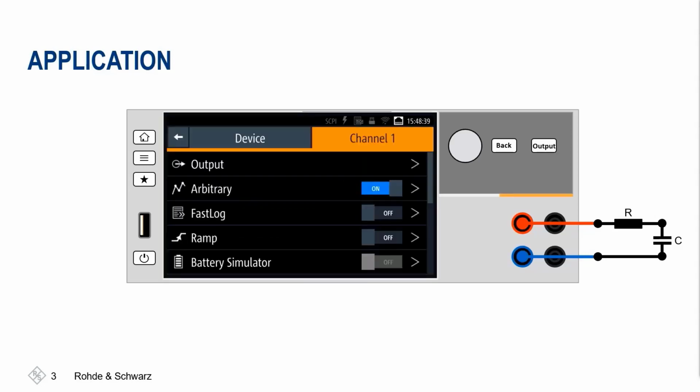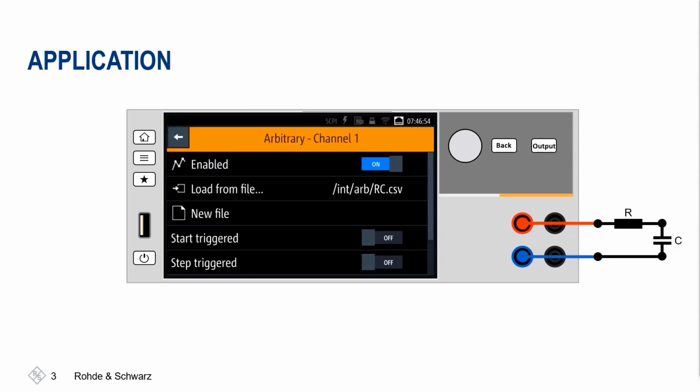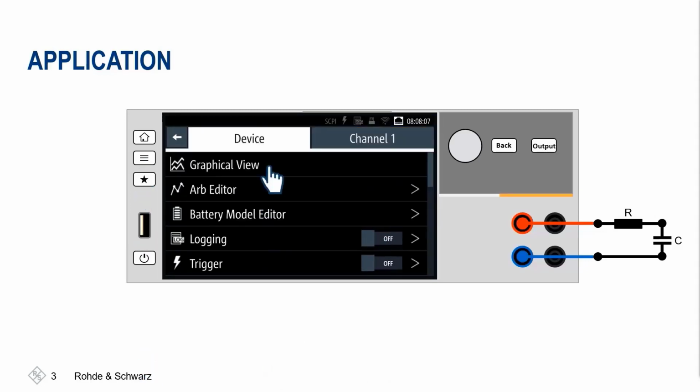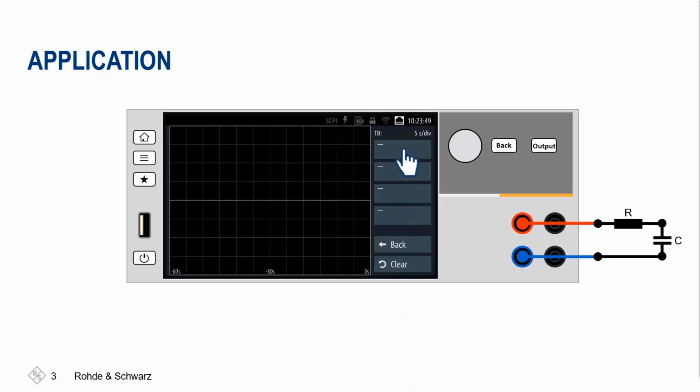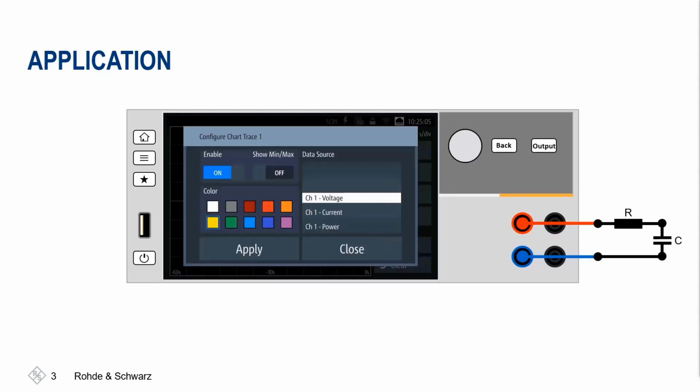Back in the channel menu, click on Channel Settings, click on Arbitrary, load the created file via the Load from File button, and enable Arbitrary mode. Now enter the device settings and click on Graphical View. Here you can set the values you want to be displayed.